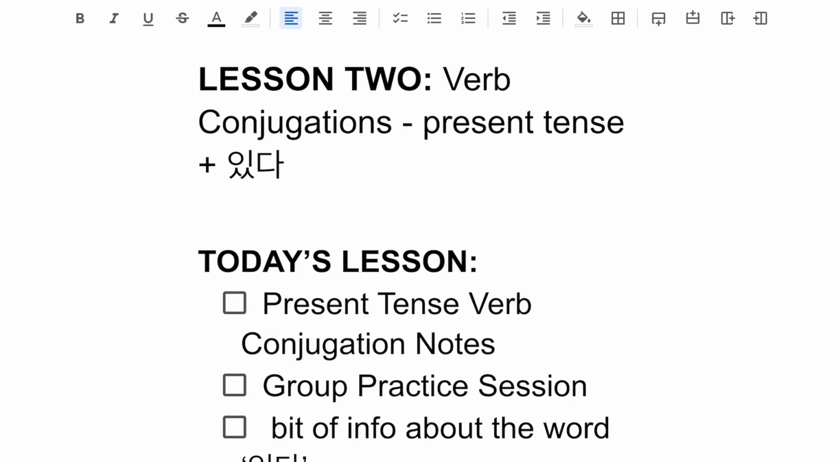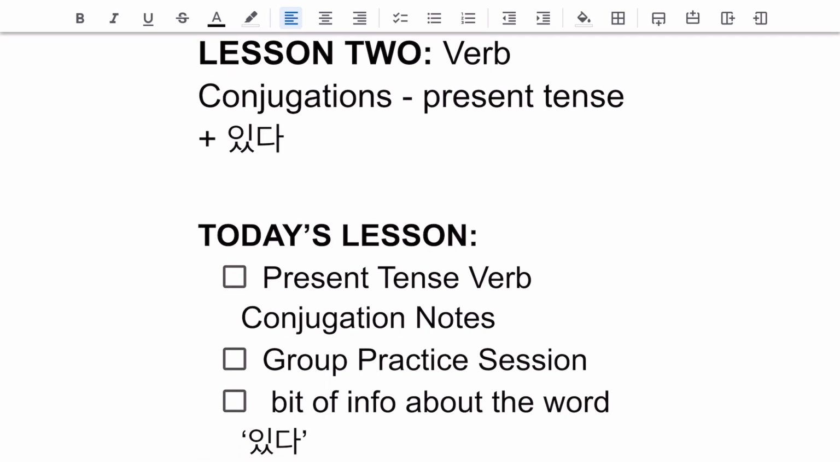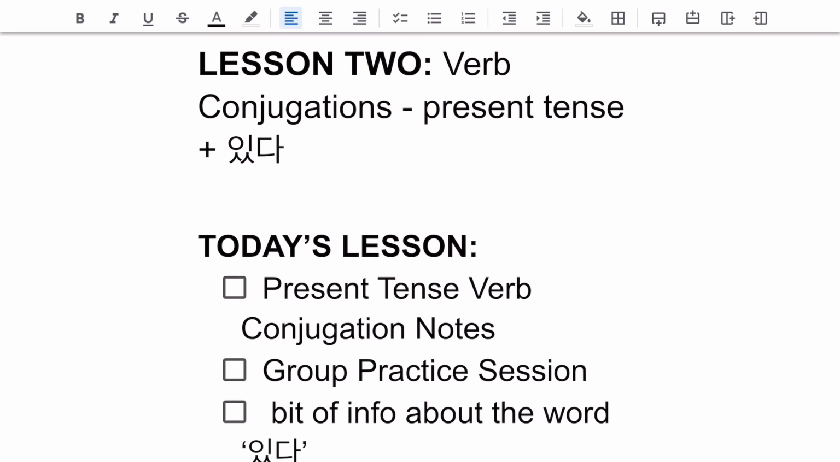So, last lesson we learned how to make sentences and kind of the general sentence structure of Korean. But now it's time to really get our sentences together by learning some conjugation. Conjugating basically means to change the form of, usually today it's going to be verbs, but it could be nouns or adjectives. Change the form, and today we're learning the present tense.